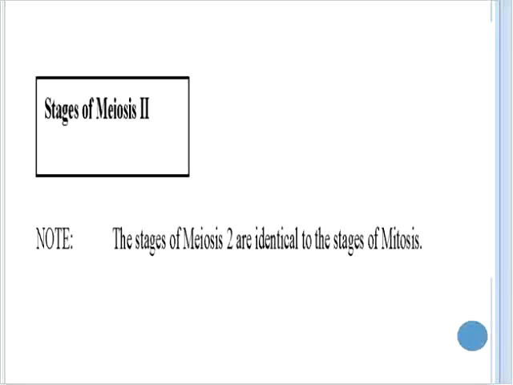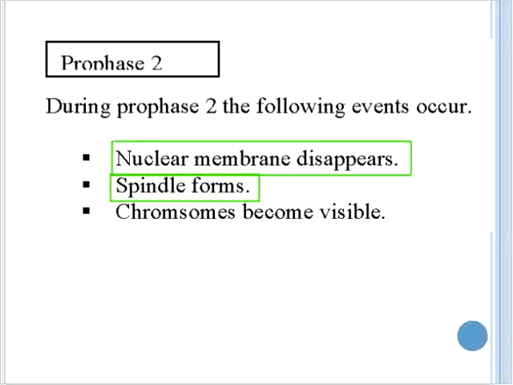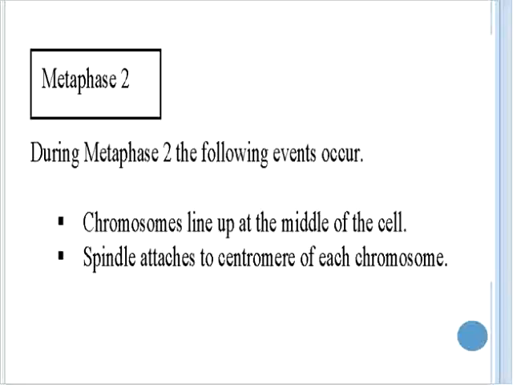Following Meiosis One, Meiosis Two now begins. The stages of Meiosis Two are identical to the stages of mitosis. Prophase 2, the first stage, we see the following events occurring. The nuclear membrane appears. The spindle forms, and the chromosomes become visible. Next, Metaphase 2 will begin. Here, the chromosomes line up at the middle of the cell, and the spindle attaches to the centromere of each chromosome.